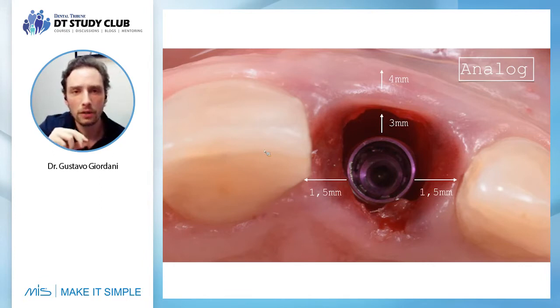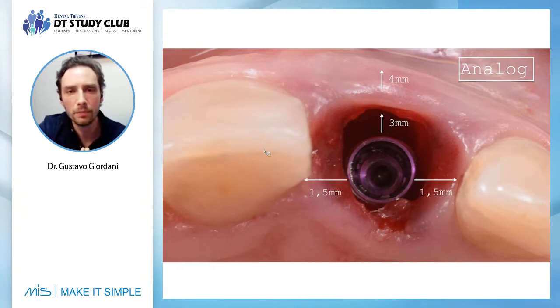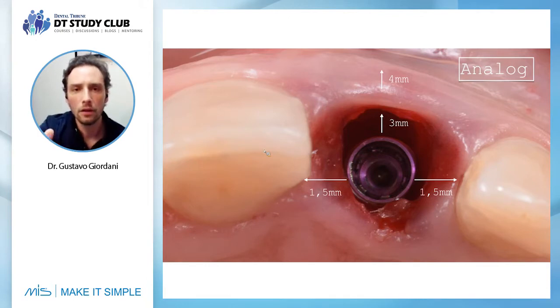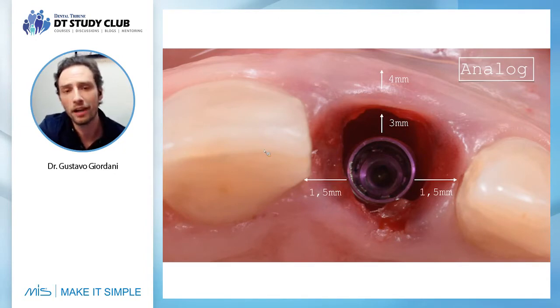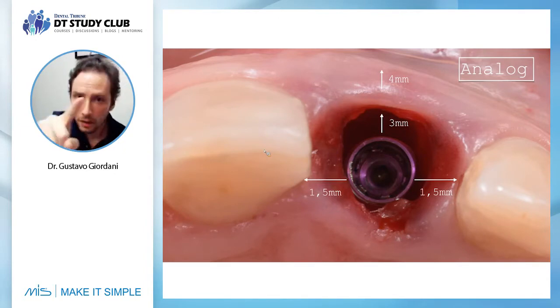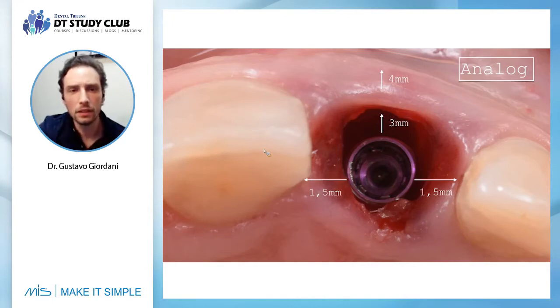This is very important. If we place a very wide implant and we don't have at least 1.5 millimeters from the implant to the natural teeth, we can have problems in the interproximal bone. We can lose papilla, and this is not going to be good in the aesthetic zone. So at least 1.5 millimeters away from the natural teeth.